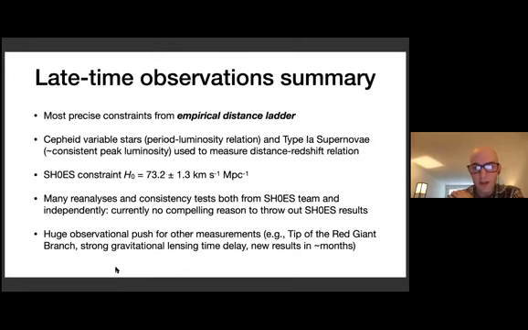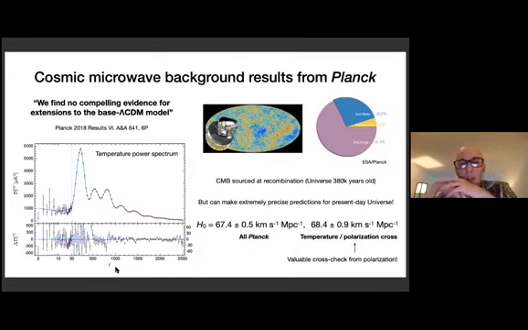All right, let's turn our attention to the early universe. Starting with the cosmic microwave background, I'm going to talk about the Planck mission in particular. Planck provides the most precise CMB cosmology results. The bottom line from the Planck team is this: we find no compelling evidence for extensions to the base lambda CDM model. So the story from Planck is that base lambda CDM works great.